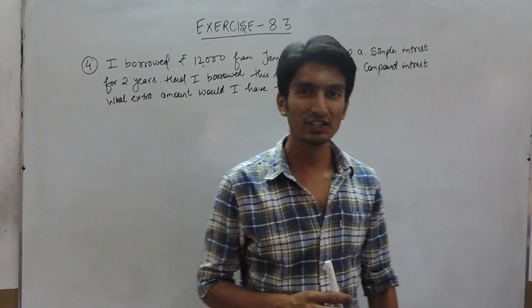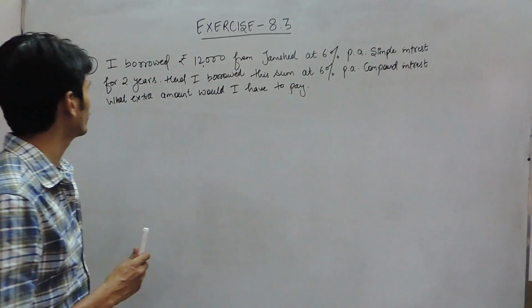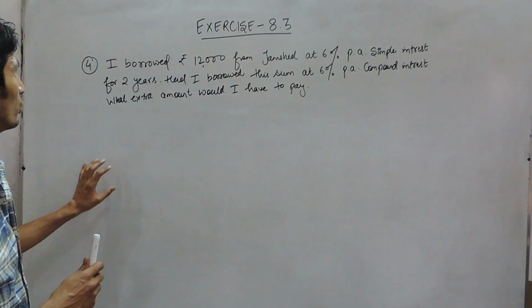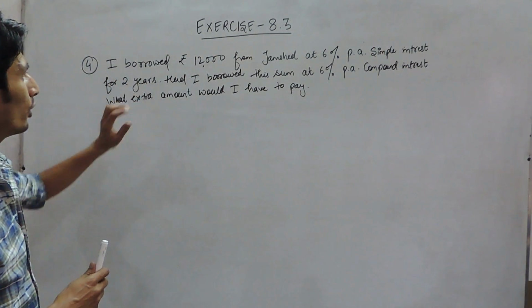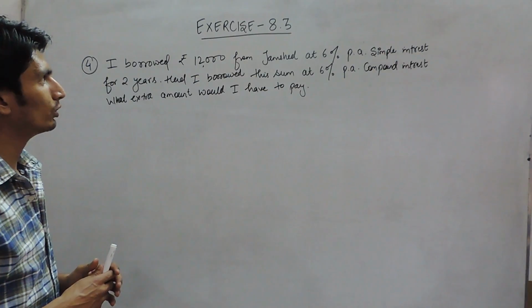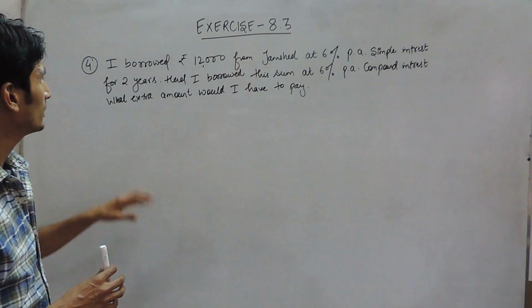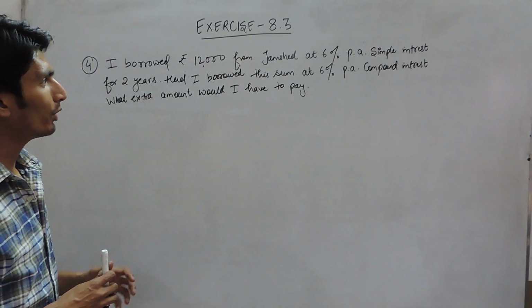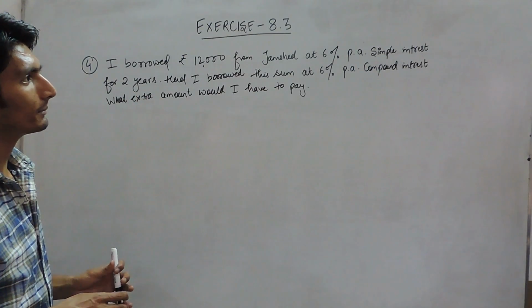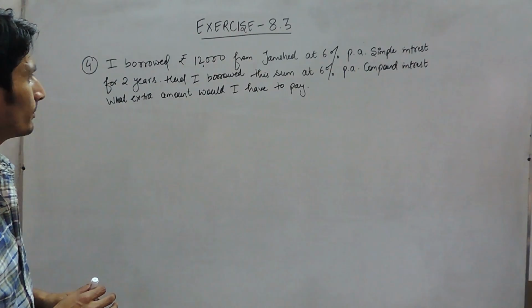Hello everyone, in this video we are going to solve question number 4. In question number 4 it is given that I borrowed rupees 12,000 from Jamshed at 6% per annum simple interest for 2 years. Had I borrowed the sum at 6% per annum compound interest, what extra amount would I have to pay?